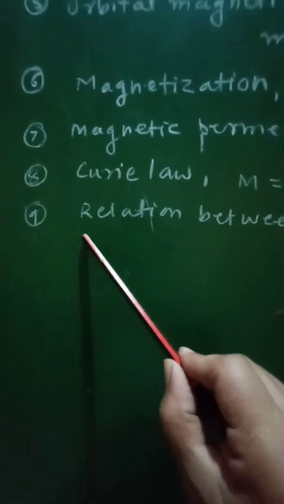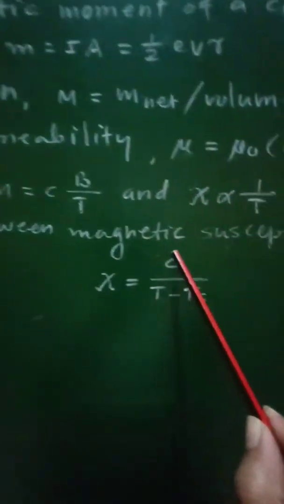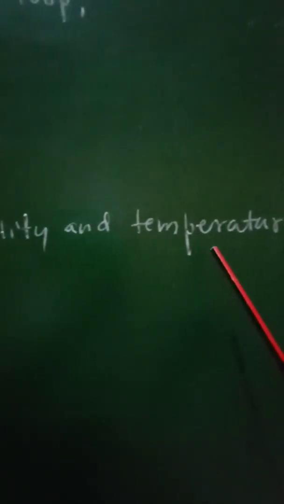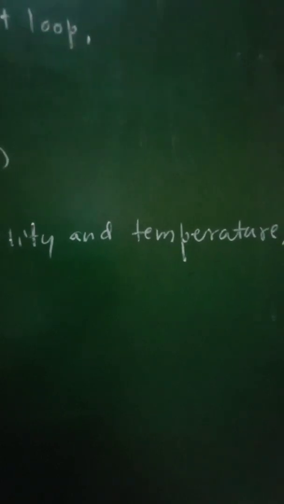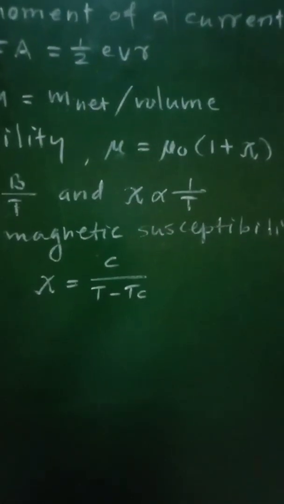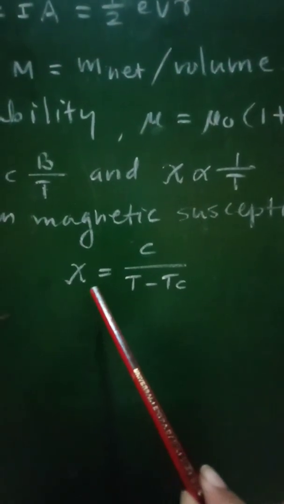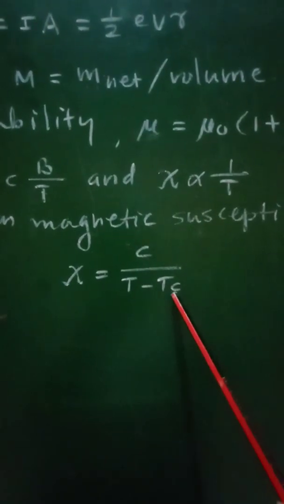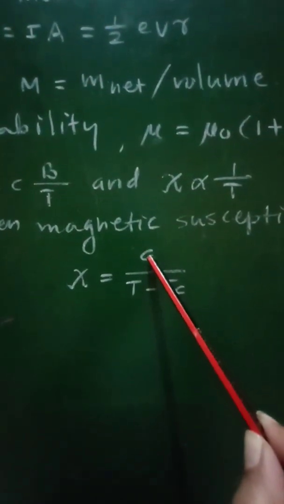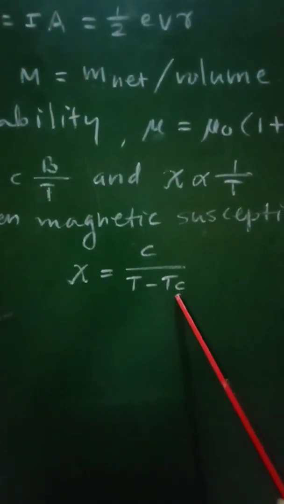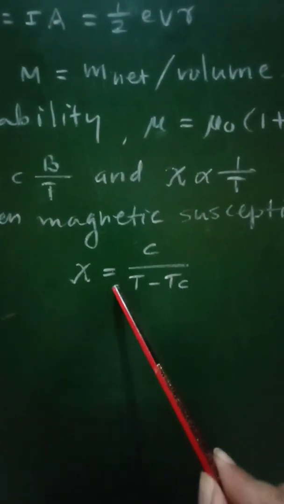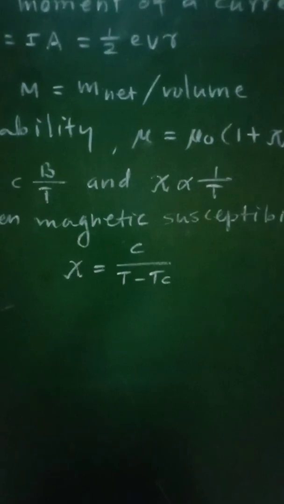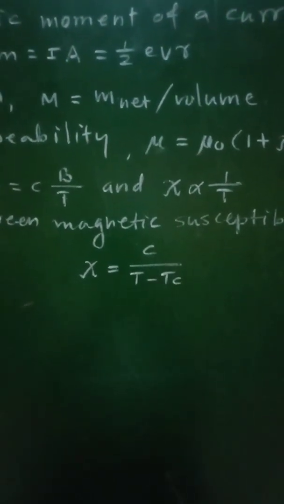Similarly, ninth formula gives the relation between magnetic susceptibility and temperature. So magnetic susceptibility and temperature are related by the formula susceptibility chi equal to C upon T minus Tc, where C is the Curie constant and Tc is the Curie temperature. Therefore, susceptibility chi equal to C upon T minus Tc. So these are some of the formulae related with the chapter magnetic materials.